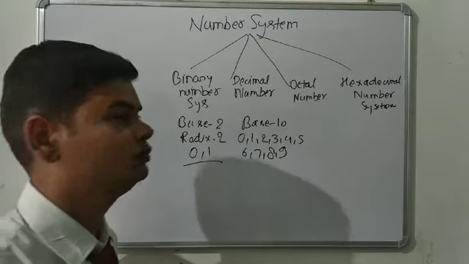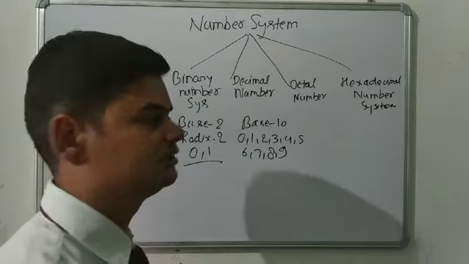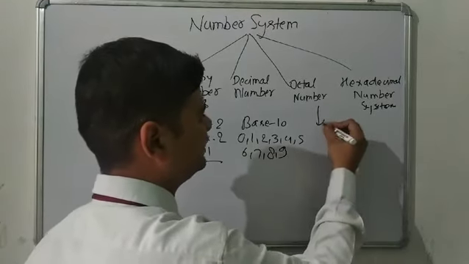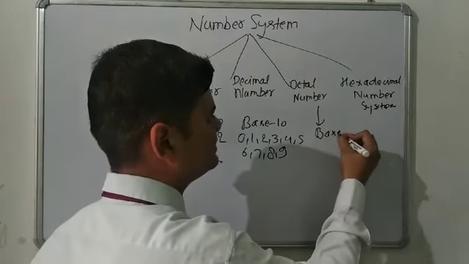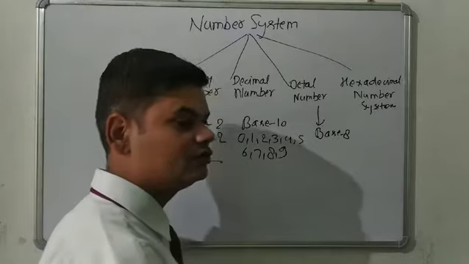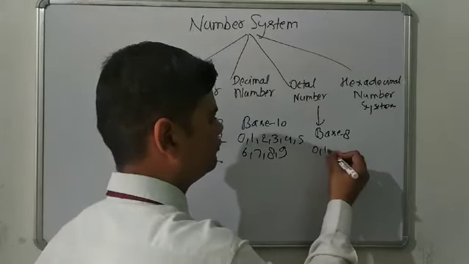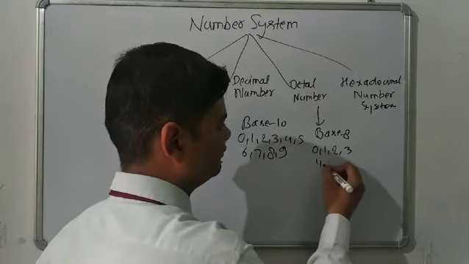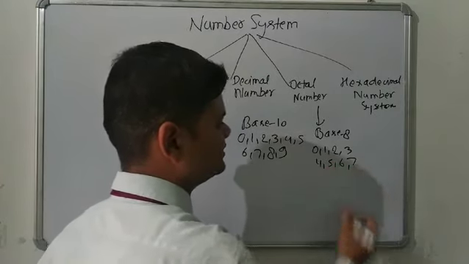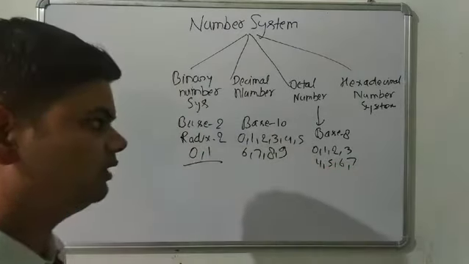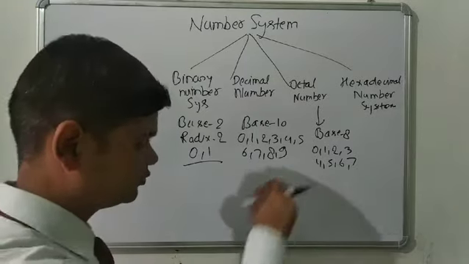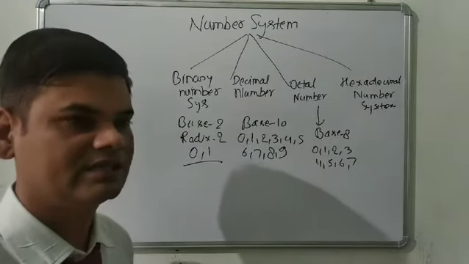The next thing, we have to talk about the octal number system. In octal number system, we have the base 8. That means we are using a total of 8 numbers, and they start from 0, 1, 2, 3, 4, 5, 6, and 7. 0 to 7, total 8 numbers. Okay, so this is known as the octal number system.